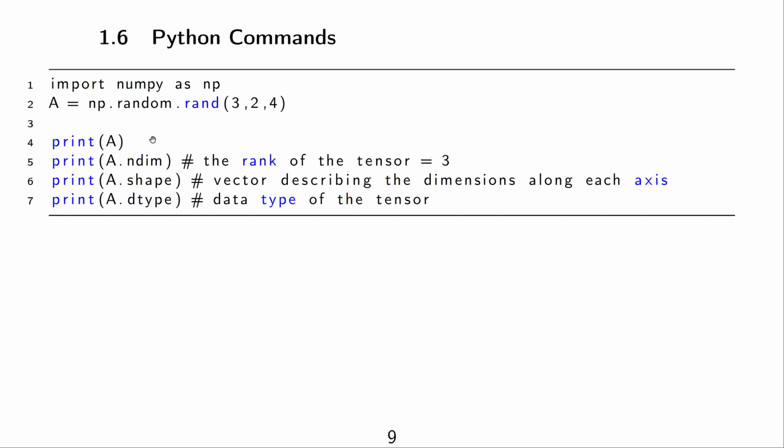And then these commands that you see below can tell you something about this tensor. The rank of the tensor is expected to be 3. Then dot shape gives you the dimensions along each axis. And then dot dtype is the data type of the tensor. So you can just copy this code and type it in yourself to see what it does.